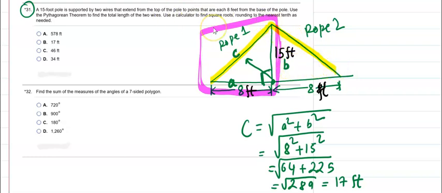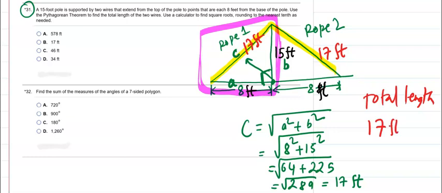So the total length is going to be... this is also 17. Let me draw that here. This is the 17 feet, and this is also 17 feet. So the total length is going to be 17 feet plus 17 feet, which gives you 34 feet. Okay.